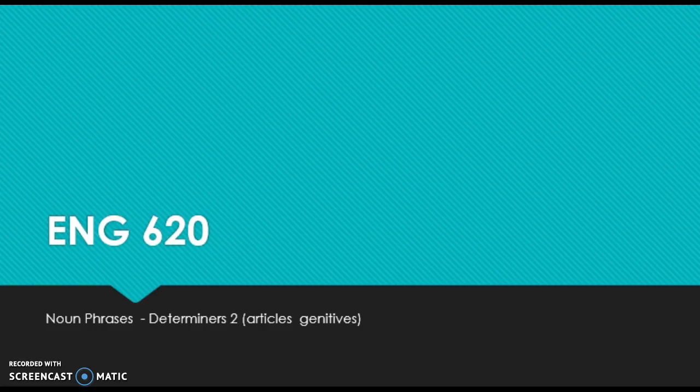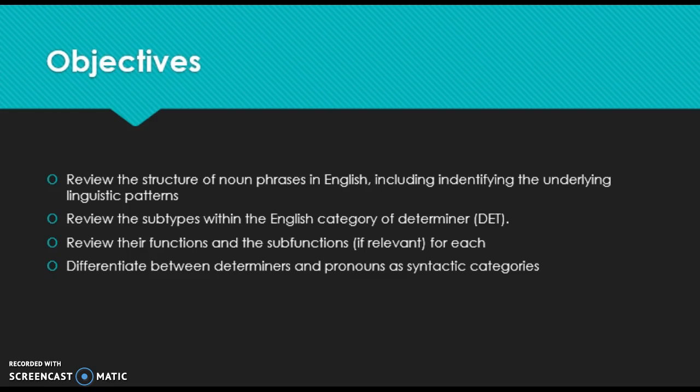Okay, this is the second screencast in this series about noun phrases. Last time we talked about the identifying and classifying work of articles, and we're going to expand the idea into determiners generally. We're going to look at the structure of noun phrases, the subtypes within this category of determiner, and review the functions and subfunctions and differentiate between determiners and pronouns as syntactic categories.